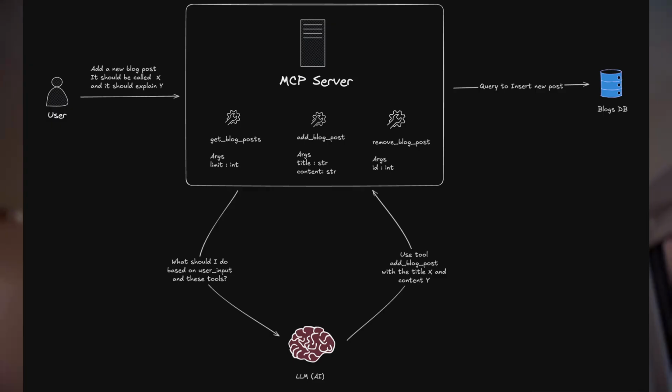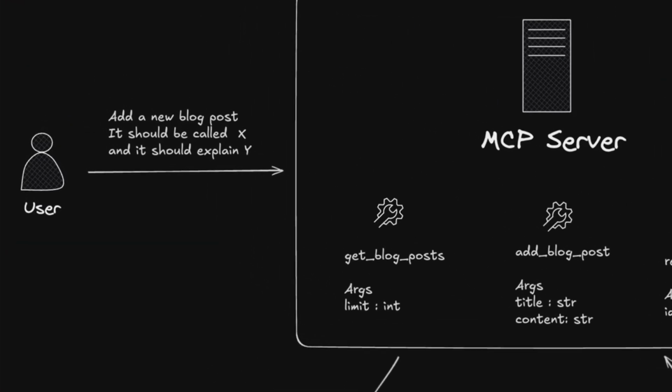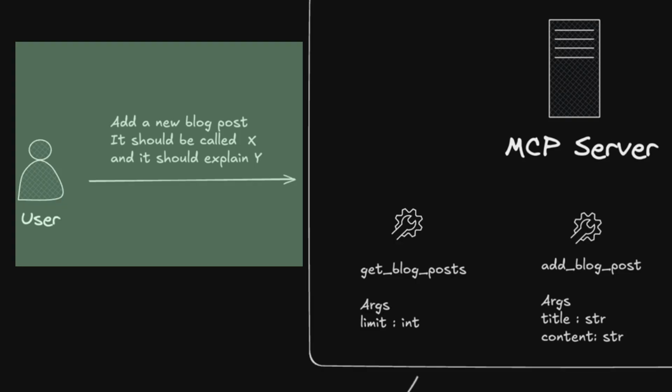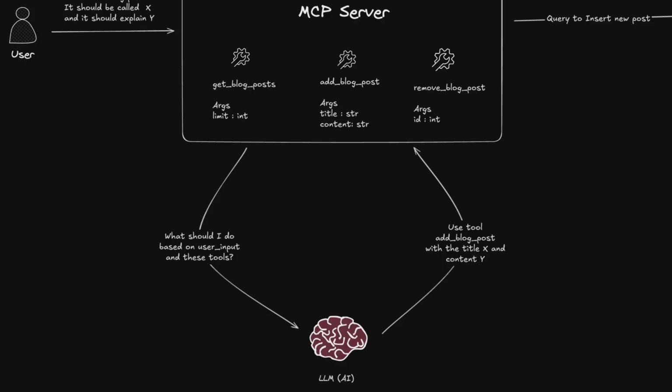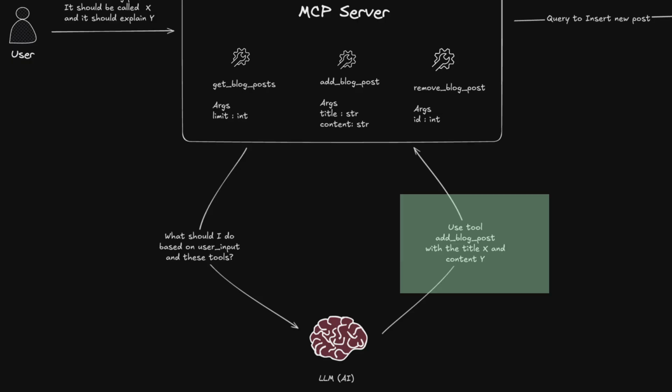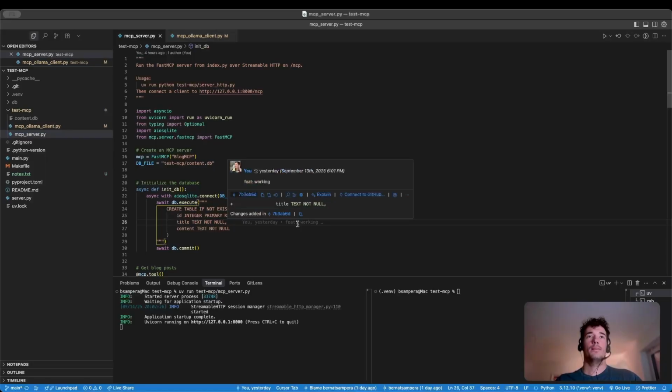And the LLM, based on the input from the user, for example, when the user says, I want to add a new blog post about this topic and with this title, then the LLM will recognize properly which is the tool from the MCP that has to be called and will assign the correct arguments in order to call this tool. Let's see then how this MCP is created.